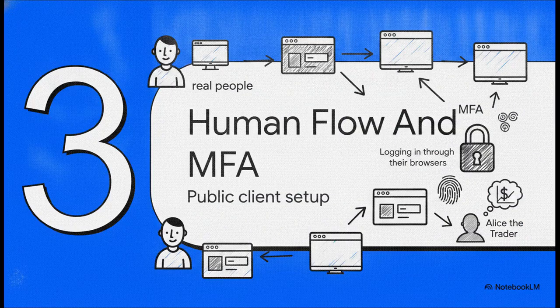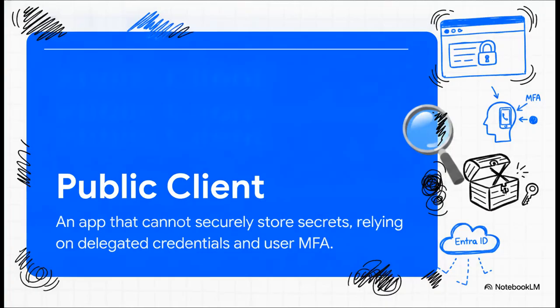Section 3, Human Flow and MFA. Let's look at the public client setup. So for actual humans, we use what's called a public client. What does that mean here? Well, it's an application, like your web browser or a desktop app, that simply cannot securely store a secret. It relies totally on delegated user credentials and multi-factor authentication.